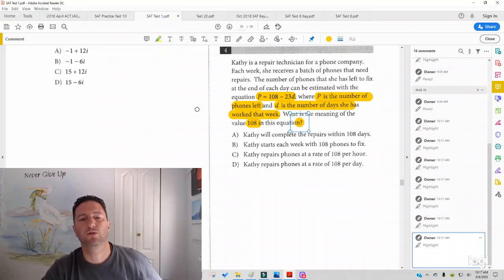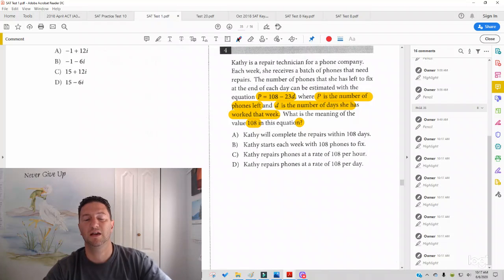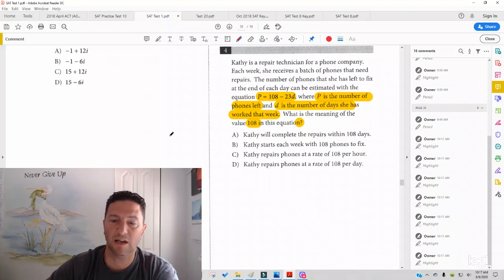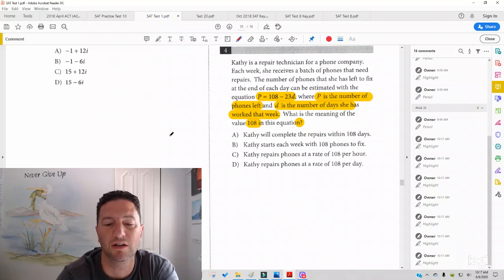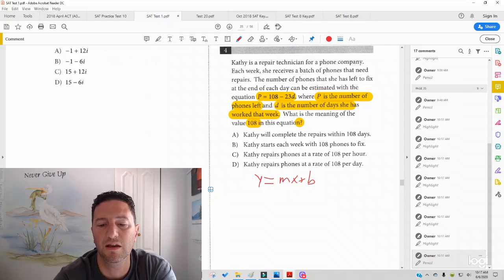So what you might notice first off is that I've highlighted the equation and what everything stands for. This is a good idea for you to underline on test day and when you do your practice. The second thing you might notice is that this is actually a linear equation. It is in the form y equals mx plus b. The only thing here is that instead of y you have P. Instead of m, it's actually negative 23. Instead of x, you have a D, and in place of b, you have 108.